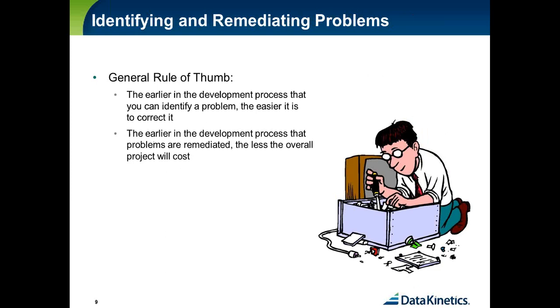General rule of thumb, though, is that you want to be identifying and remediating problems as early in the process as possible. The earlier you do it, the easier it is to correct it, and the less overall the project is going to cost. And these are good things, right? We want to make correction of problems simple. We want to reduce the cost of projects. So we want to have automated ways of hopefully remediating problems, of ensuring that our code is written according to standards, according to best practices, according to industry and shop standards.